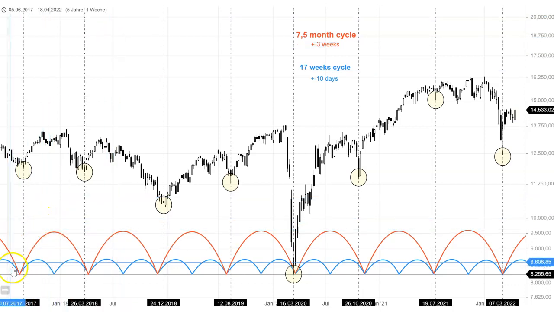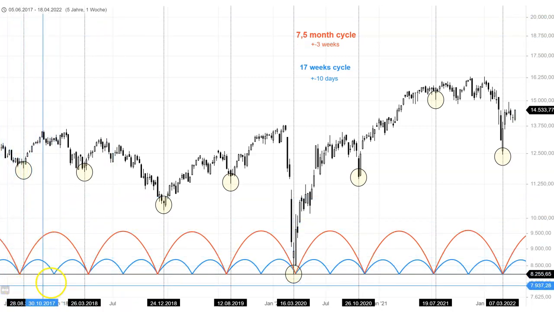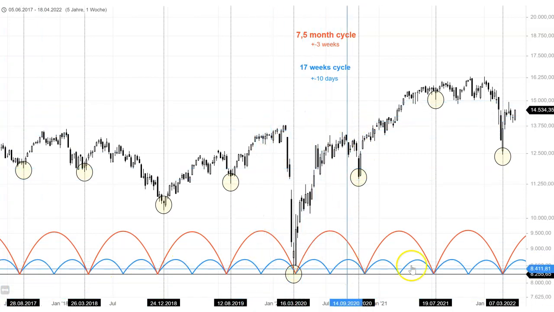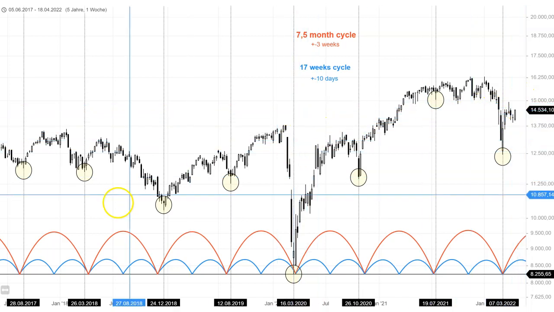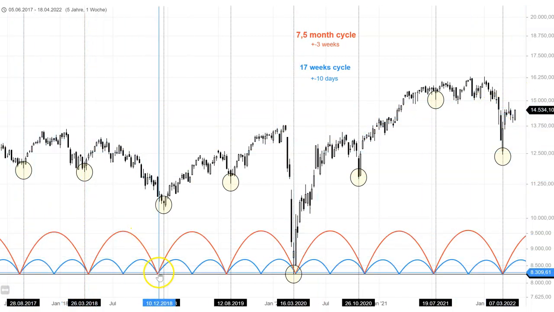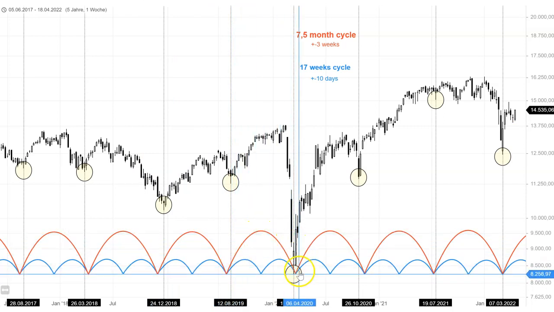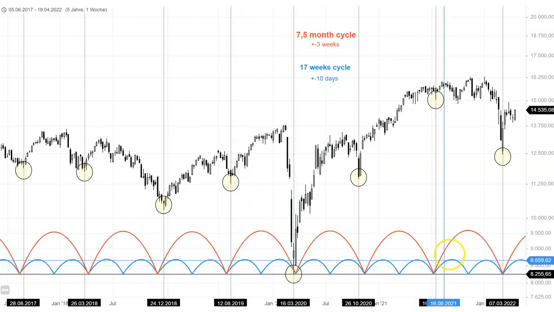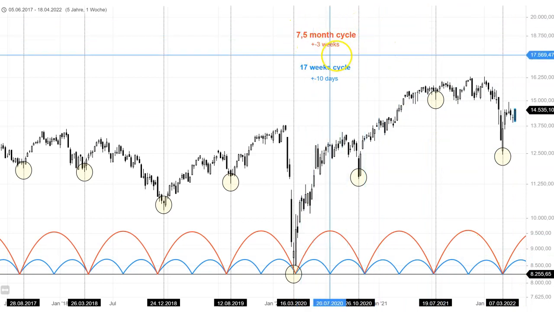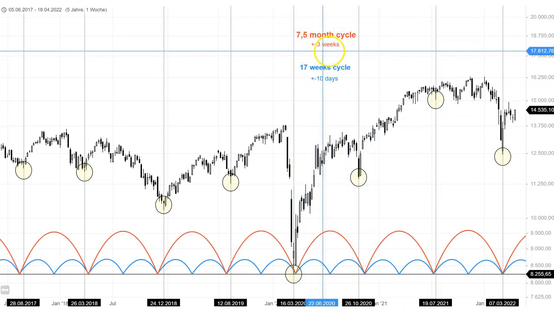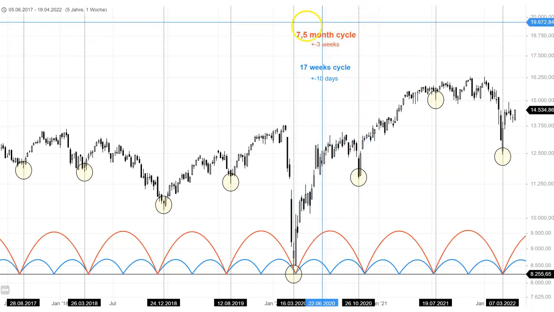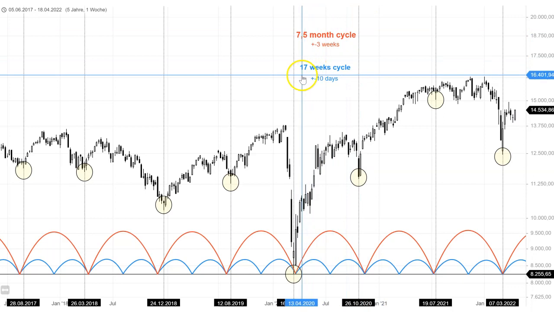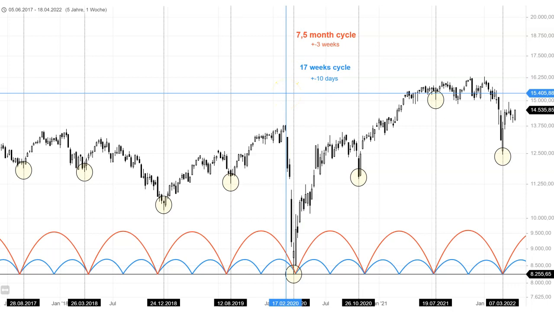To give you an orientation, this is summer here in 2017. This is our COVID crash, and that is what's happening right now. And you see these half circles here on the bottom, and these are my stationary long-term cycles in DAX. The red one you see is 7.5 months long in its time length, and the other one, the blue one, is 17 weeks, and they are not that accurate.